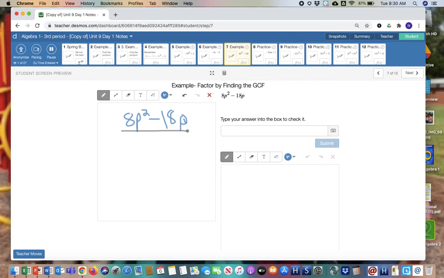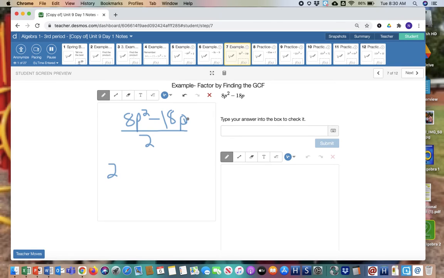Okay, so I see the 18 and the 8, so I need the biggest number that divides into both of those. My first thought is 2, right, because they're both even. But let's think about the other numbers that also divide into 8, just to make sure there's not a number bigger than that. 8 divides into 8, but 8 doesn't divide into 18, so that's not going to work. It has to divide evenly. There's no decimals here. Now, what else? 4. Well, 4 divides into 8, but 4 does not divide into 18. So the only integer we can take out is 2.